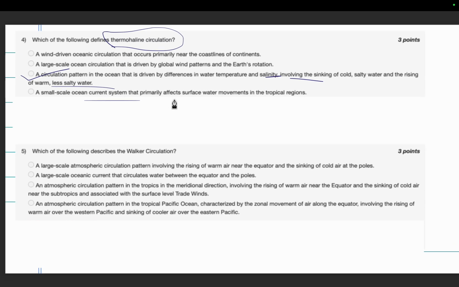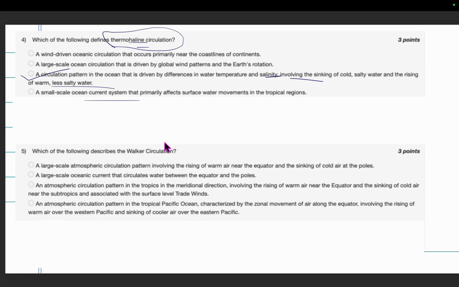Yes. Question 4, the thermohaline circulation is just like the thermally direct circulation that we discussed in the atmosphere, but here the haline term is coming because you are considering the salinity.